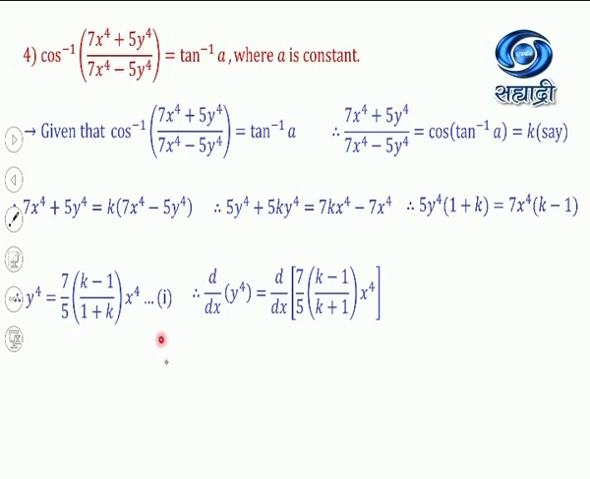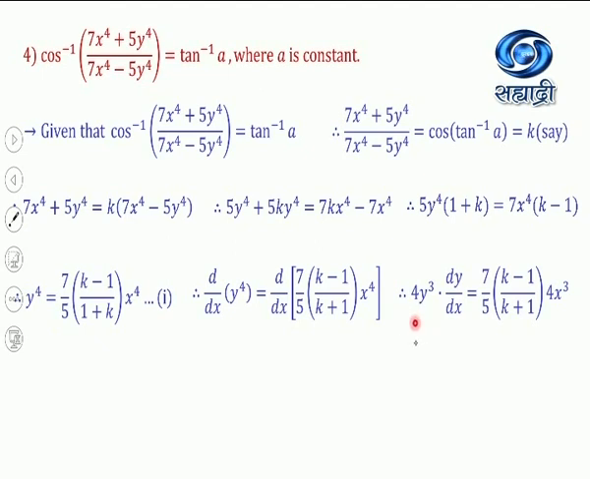And now we denote it by equation 1. And now take derivatives of both sides with respect to x. So we get d by dx of y^4 equal to d by dx of 7 by 5 into (k - 1) upon (k + 1) into x^4. Here we write the derivative of y^4 as 4y cube, because you know that the derivative of x^n is n into x^(n-1).